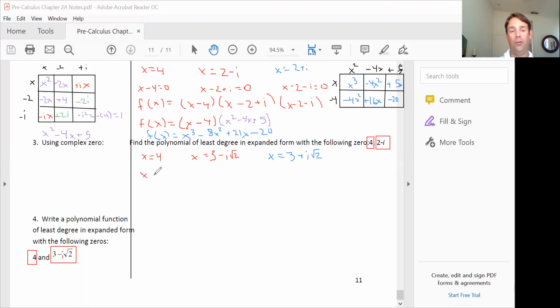So x minus 4 equals 0. Turn each of these into factors. I know you guys already did that. At least I'm going to pretend you did, and I tell you what. x minus 3 plus i root 2, and we have x minus 3 minus i root 2. And we are going to multiply them all together, which you guys already did. I am just playing catch up.